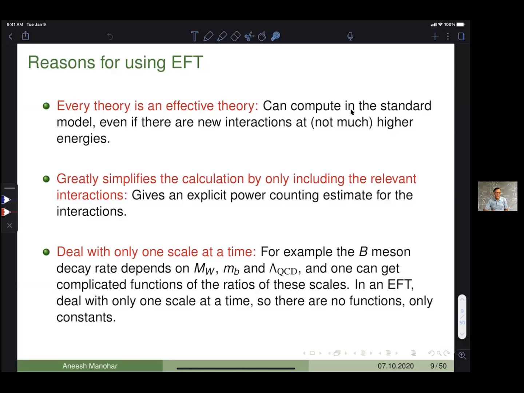Technically, the reason it's useful is you deal with only one scale at a time. If you do Feynman diagrams with multiple scales, you get horribly complicated functions of all the ratios of scales. But if you just have a single scale, there's no dimensionless ratio you can make. And so you don't get any functions, you just get constants, and that's much easier to calculate.